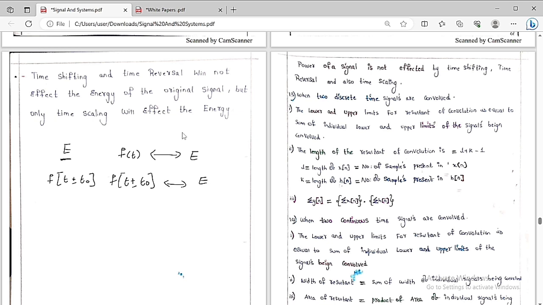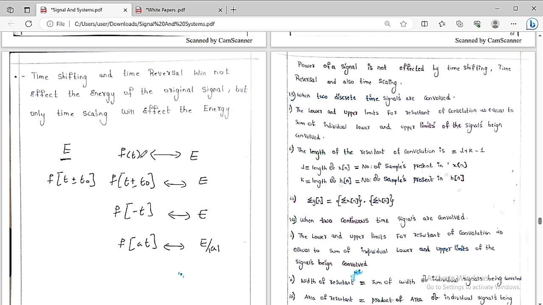Time shifting and time reversal. What is the meaning of time reversal? f of minus t. But here also the energy is the same as it is, no change. The time shifting and time reversal will not affect the energy of the original signal, but only time scaling is going to affect the energy. I think the formula is E by A, but let me cross check it later. As per my view, it should be E by A. Up to now, take this as the case, okay?